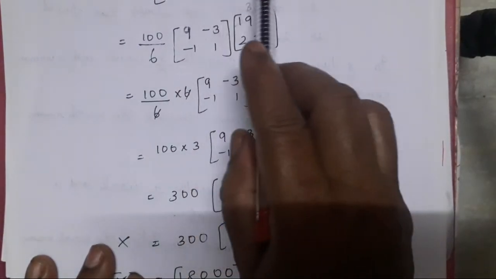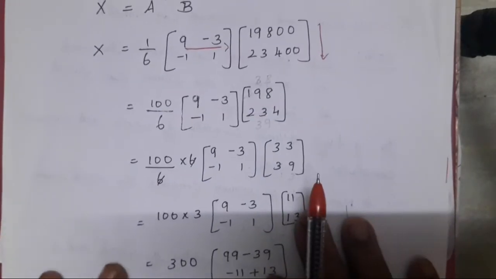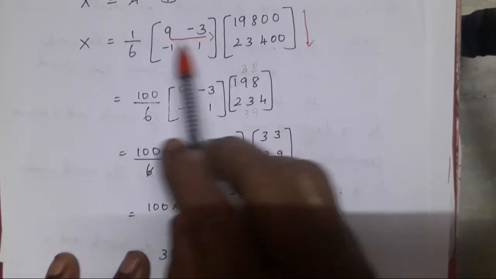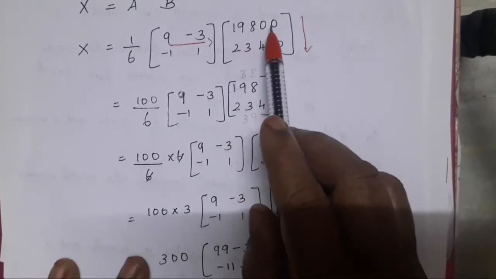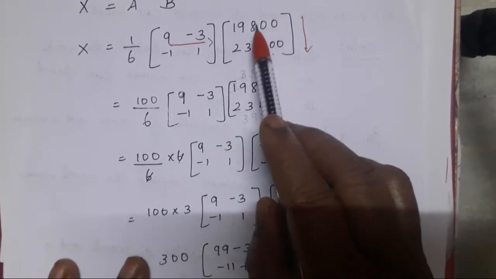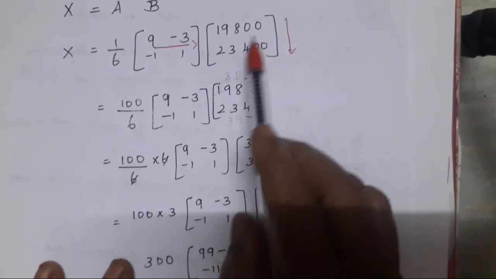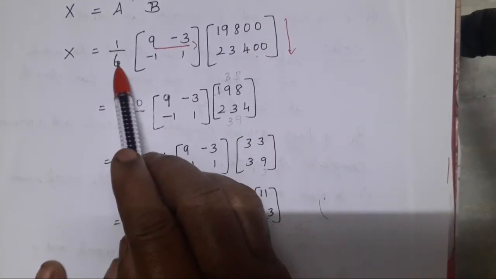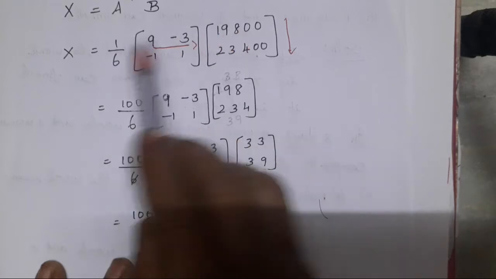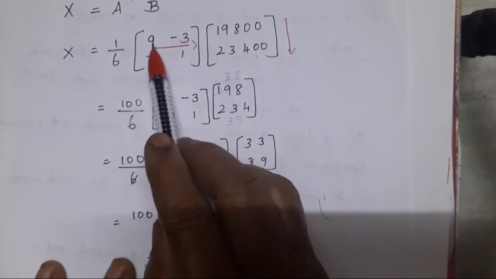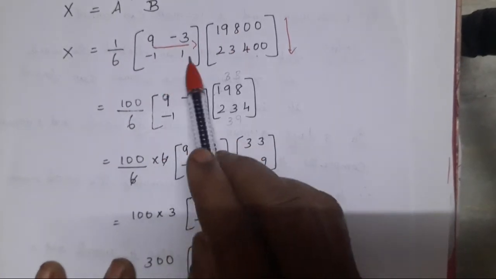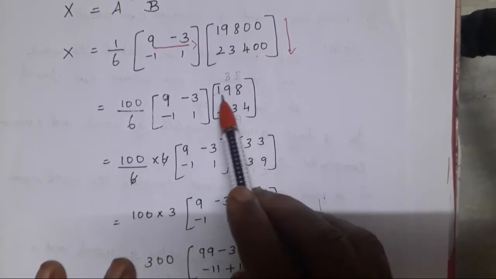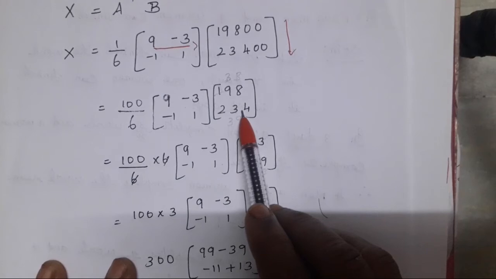Before we do the matrix multiplication, we do an easy calculation, because 9 is multiplied with 19,800, which is very big. First you take 100 outside. The constant taken outside, already having 6 in the denominator, so the numerator takes 100 by 6. The matrix becomes [9 -3; -1 1] times [198; 234].